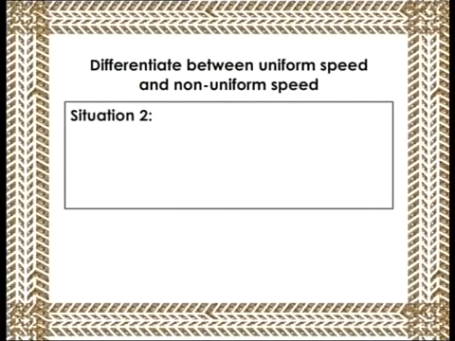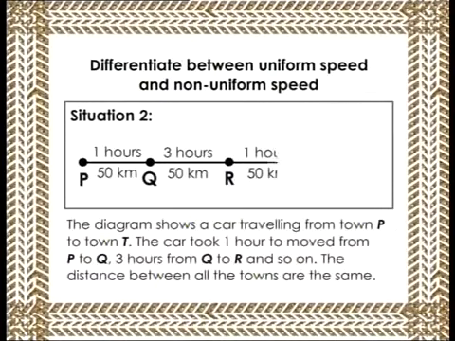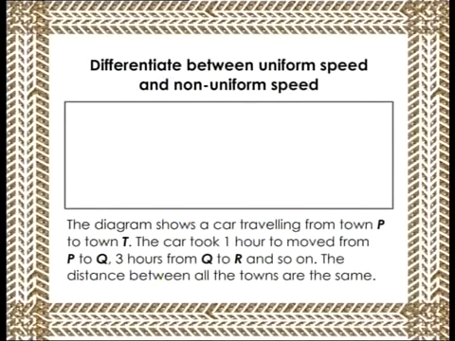Situation 2. The diagram shows a car traveling from town P to town T. The car took 1 hour to move from P to Q, 3 hours from Q to R, and so on. The distance between all the towns are the same. In this situation, from P to Q, S equals 50 divided by 1 equals 50 kilometers per hour.